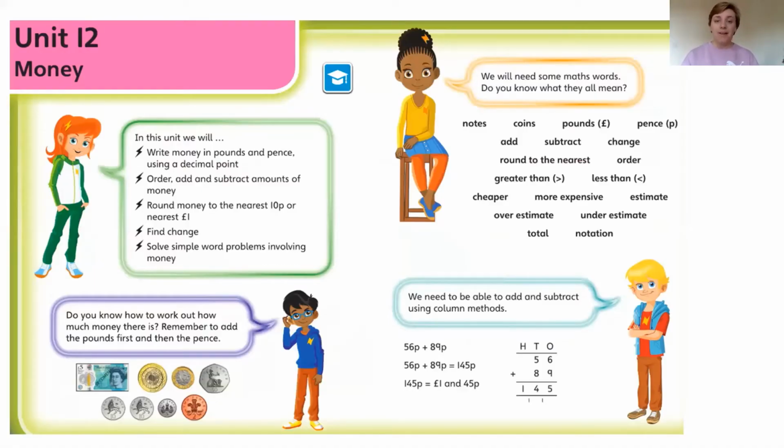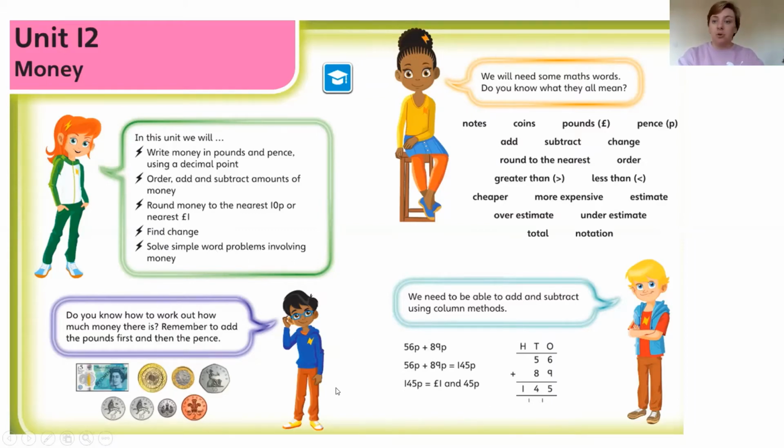Hello Year 4. Now we've just finished a unit on decimals, so today we are starting a new unit on money. Now in this unit we will be writing money in pounds and pence using a decimal point like we just looked at. We will be ordering, adding and subtracting amounts of money. We will be rounding money to the nearest 10p or the nearest pound.